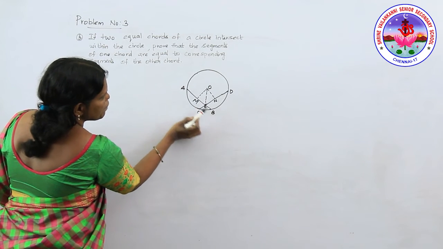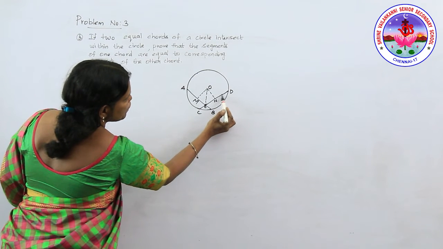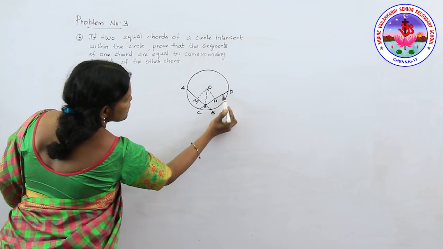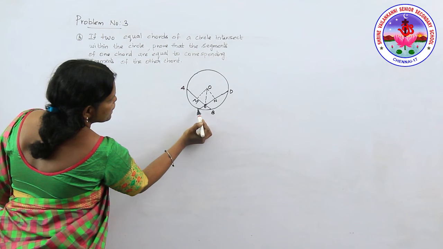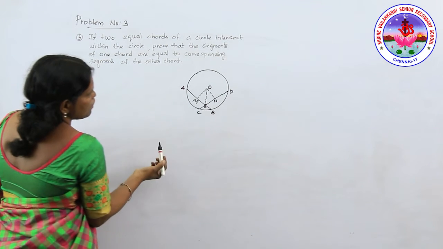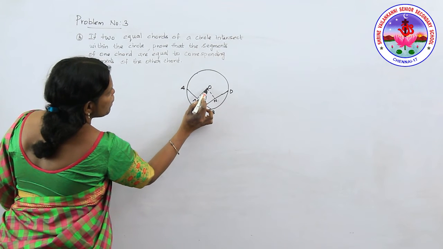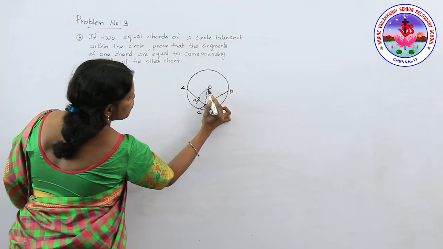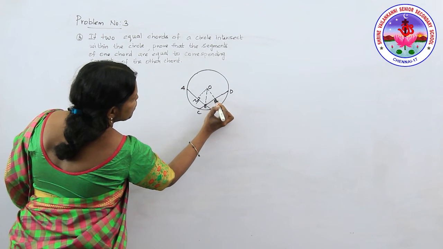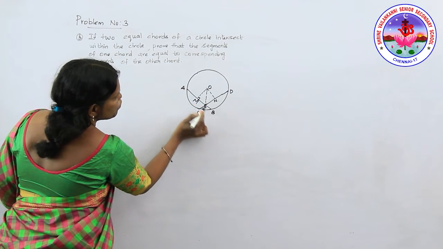So in chord AB, I want to take the segment AE, which is equivalent to, in chord CD, the segment DE. So I want to prove AE is equal to DE as well as CE is equal to BE. Now I am going to draw the perpendicular lines. So from O, I am drawing the perpendicular line OM to AB, and from O, I am going to draw the perpendicular line ON to CD.